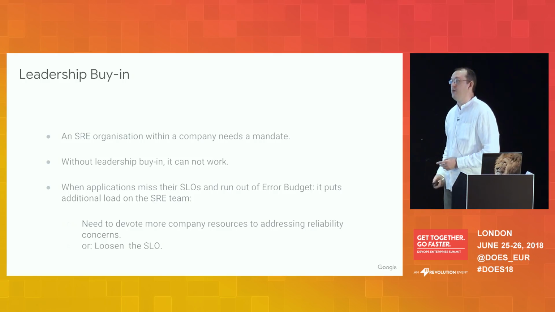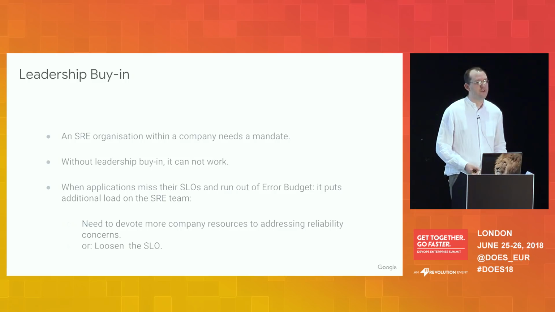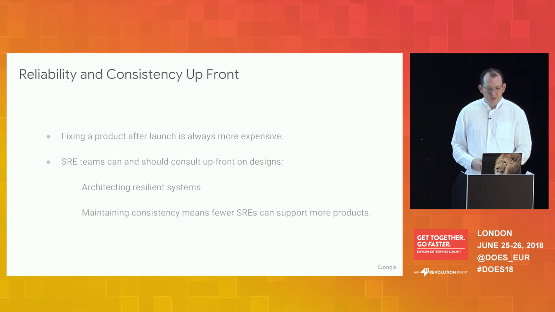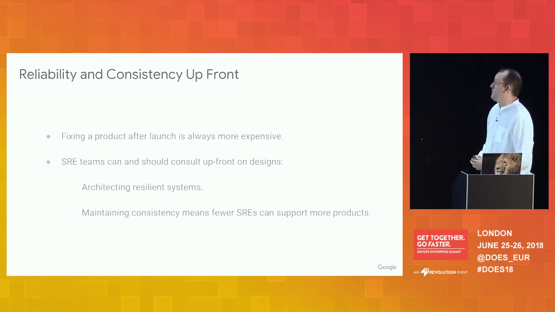The correct thing to do there was to freeze the pushes, fund the effort on reliability, burn down that backlog, actually do the things the SREs were telling the devs to do, which they were ignoring, and actually improve the health of the application. So I don't have to tell you that fixing issues after release is always more expensive. Architecting resilient systems, and consistency.